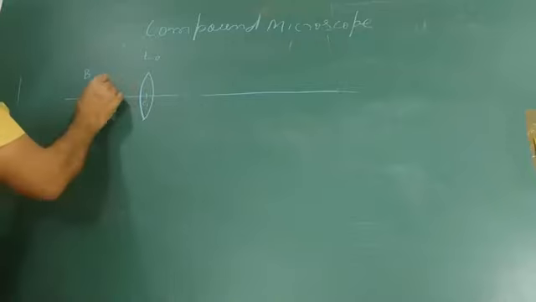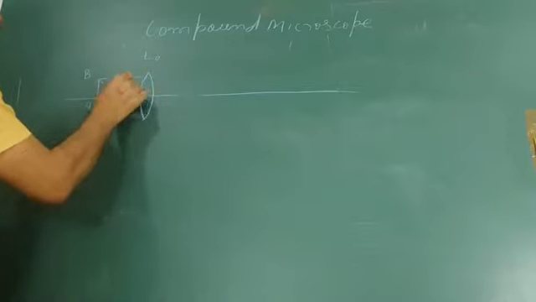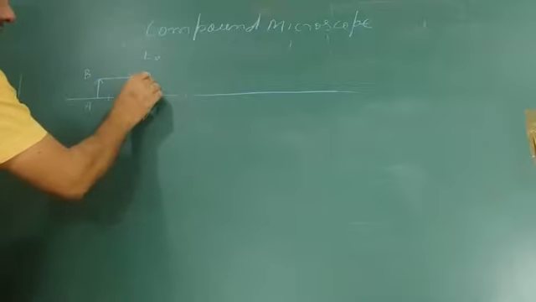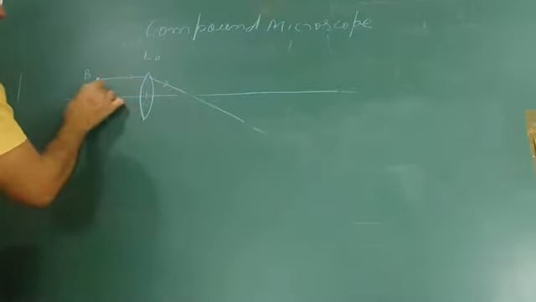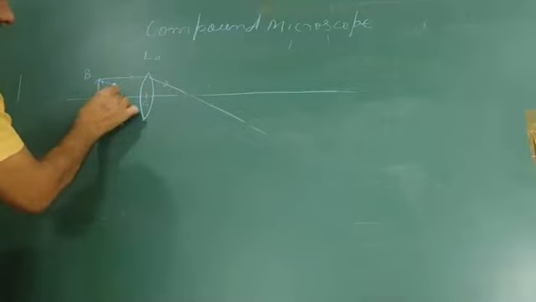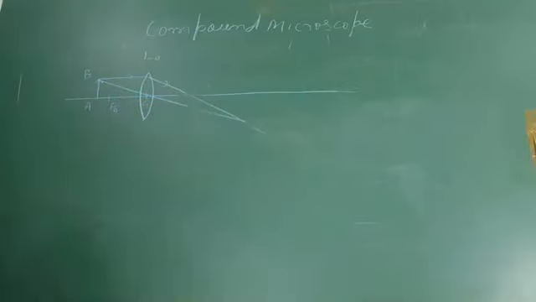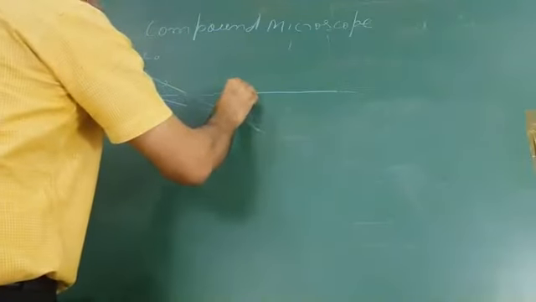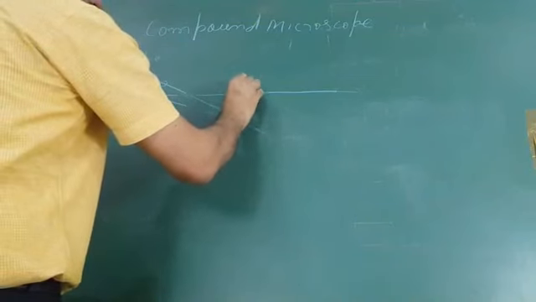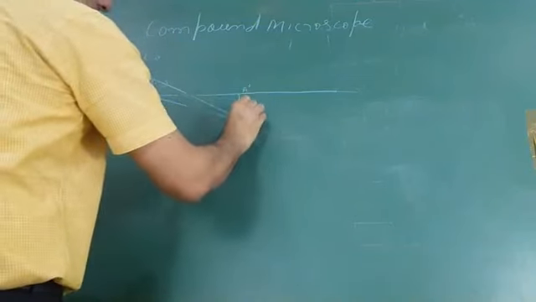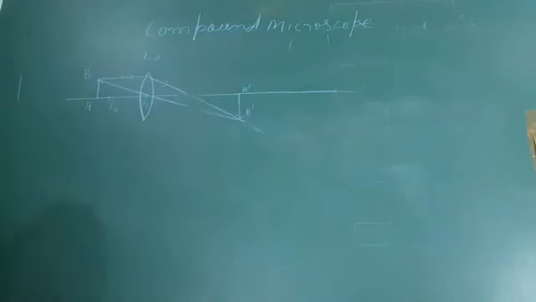The ray which is parallel to the principal axis will pass through F, and the ray which is passing through the optical center will be undeviated. So its image will be formed here, A prime B prime, an inverted and magnified image.